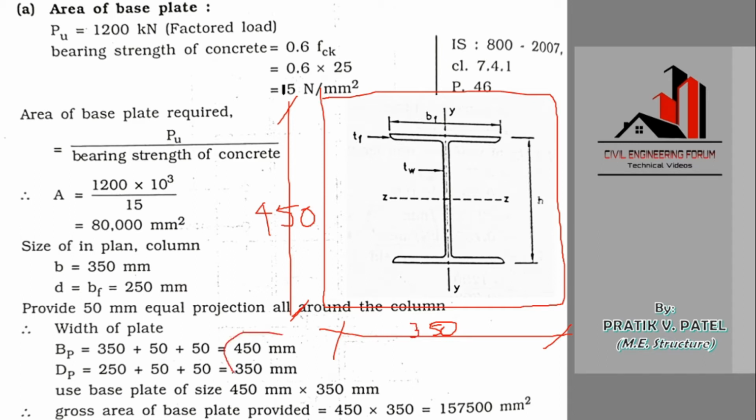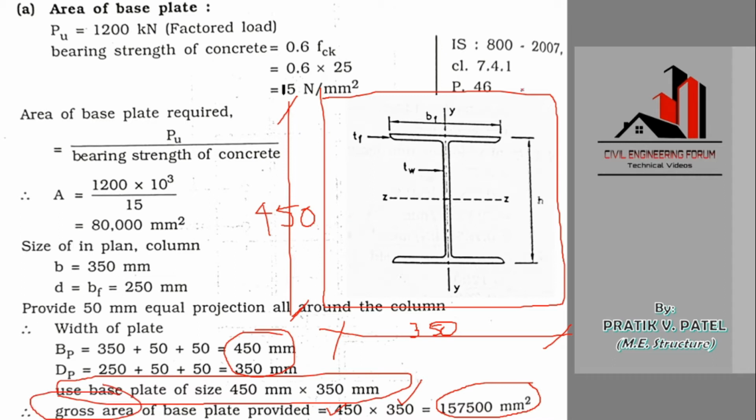As we found over here, we are using the base plate of 450 cross 350, and we can say that the gross area of the base plate is 450 cross 350, that is 157500 mm square. That is the gross area of the base plate. This is our first step, to identify the area of the base plate.